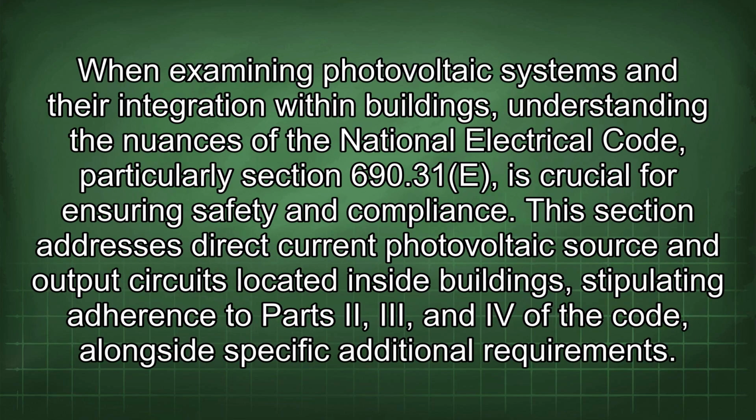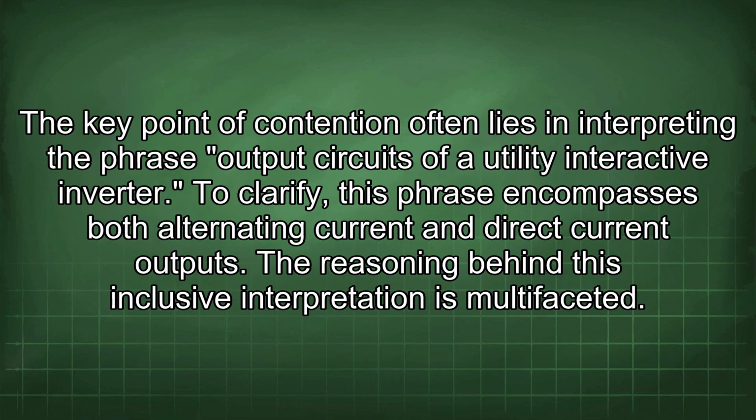When examining photovoltaic systems and their integration within buildings, understanding the nuances of the National Electrical Code, particularly Section 690.31(E), is crucial for ensuring safety and compliance. This section addresses direct current photovoltaic source and output circuits located inside buildings, stipulating adherence to Parts II, III, and IV of the Code, alongside specific additional requirements. The key point of contention often lies in interpreting the phrase output circuits of a utility interactive inverter. To clarify, this phrase encompasses both alternating current and direct current outputs.